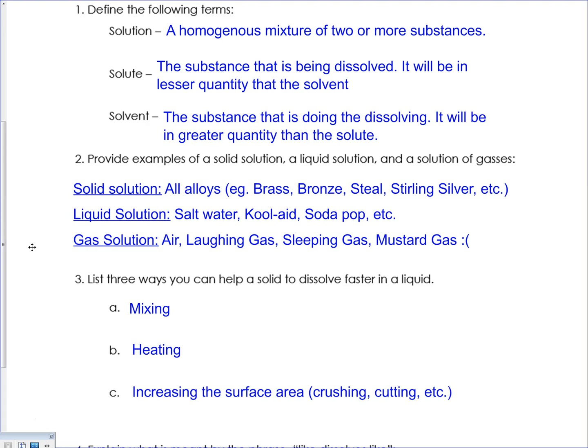If you heat it up, all the particles in the liquid are moving faster, which means they're moving around more, they're hitting the sides of the crystal faster, things like that, and that increases the rate that things dissolve.